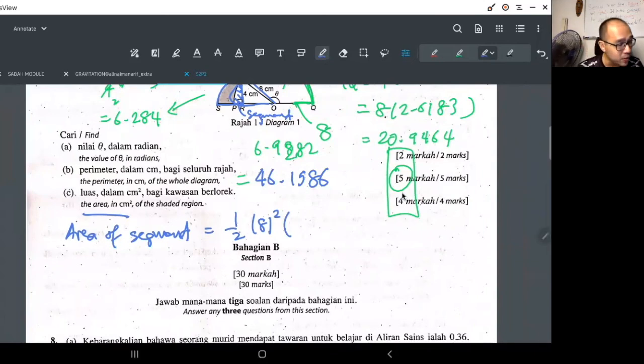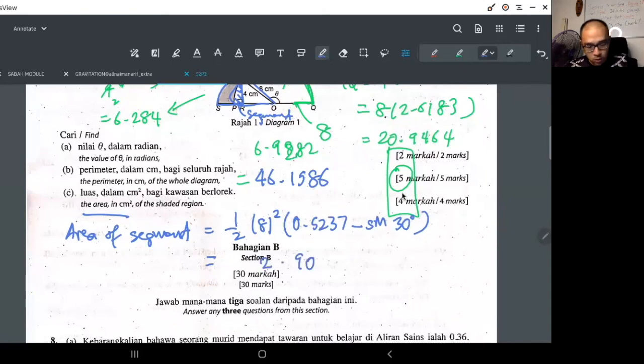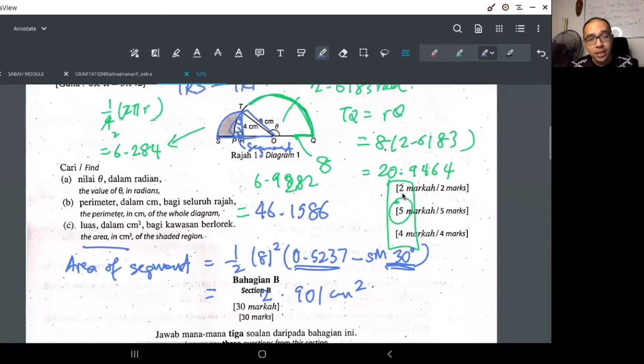How much was this just now? Oh no, 30 degrees, right? So 30, when we convert it to radians, is 30 divided by 180 times 3.142. So this will be 0.5237 minus sine 30. This will give you 2.901 centimeter squared. Let's not talk about this again. I already said, although it's both theta, one is in radian, one is in degree. So that's the area of the segment.